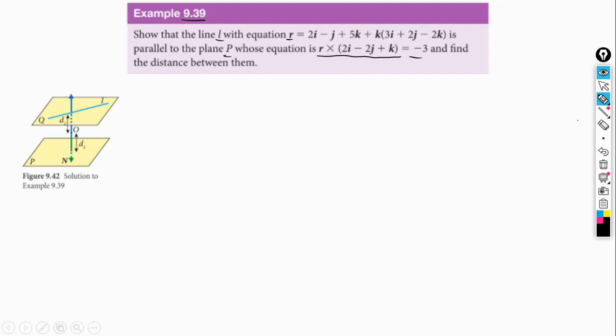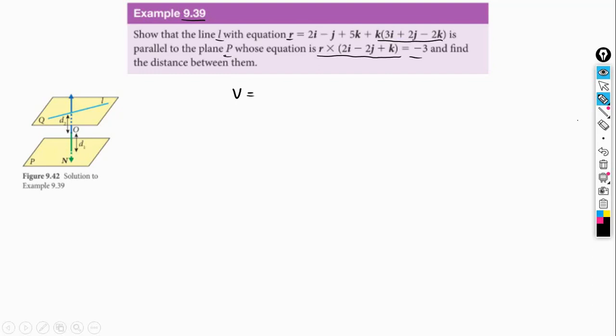Okay, so here in figure 9.42, we have an illustration to the solution for example 9.39. So one way to solve this is to prove that the direction vector for line L is perpendicular to the normal to P. So for line L, we know that the direction vector is this one here. This we know from the definition of the equation of a line. So that means that this vector is the direction vector of line L.